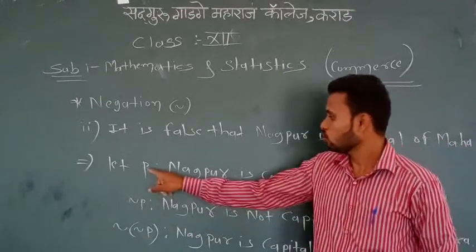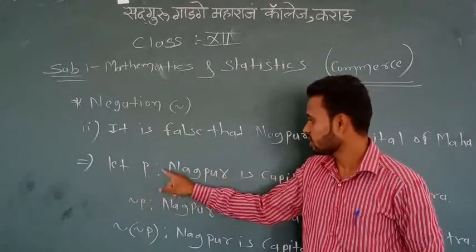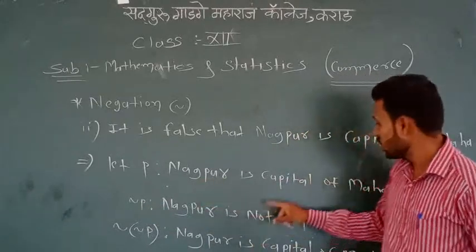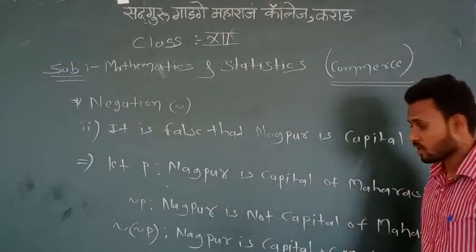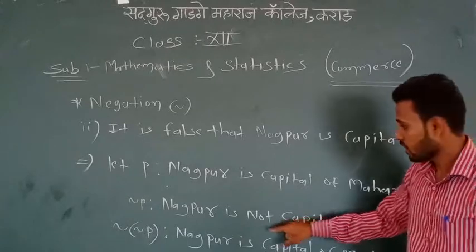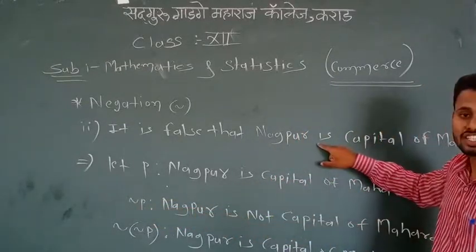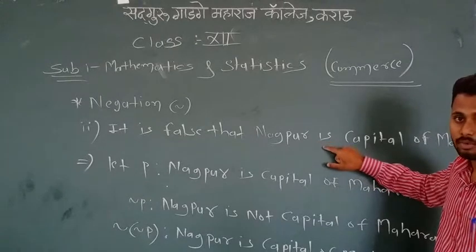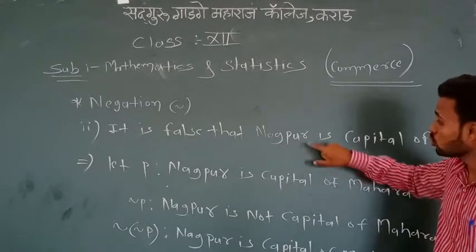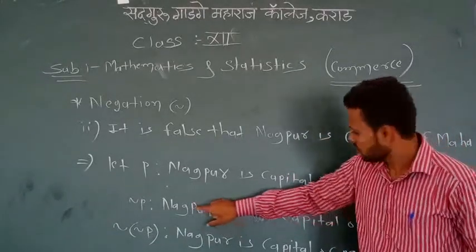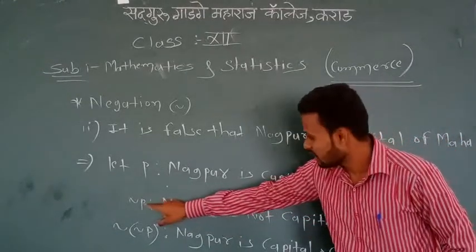Next line, what do I do? I take the negation of that statement. What is the negation of P? Nagpur is not capital of Maharashtra. This is the negation of that statement. Now what happened? The negation of P, this statement, gave us our original statement, and we have to find the negation of that statement.